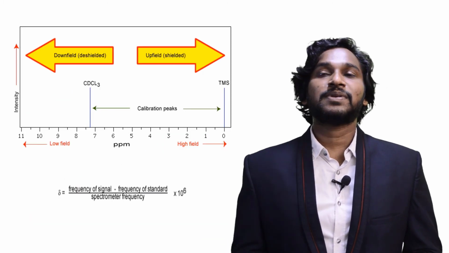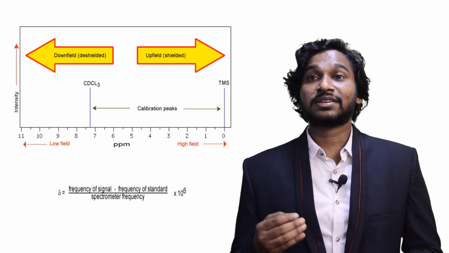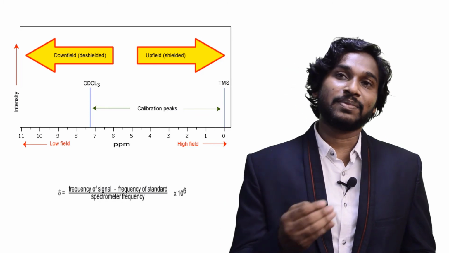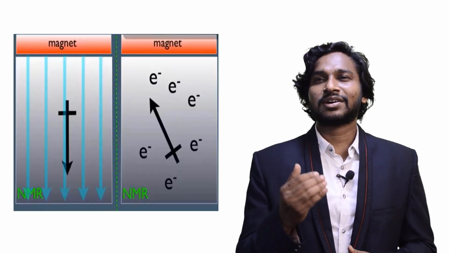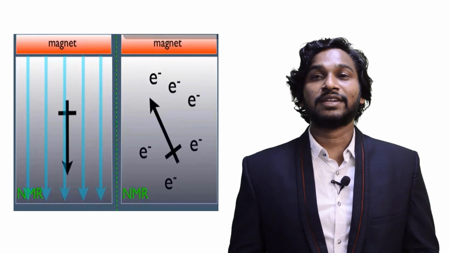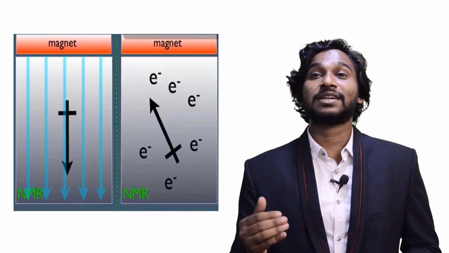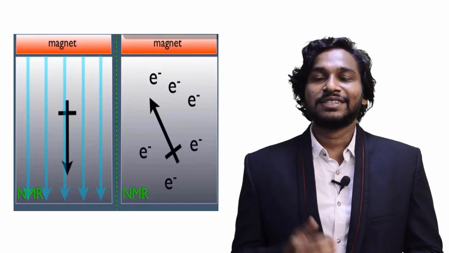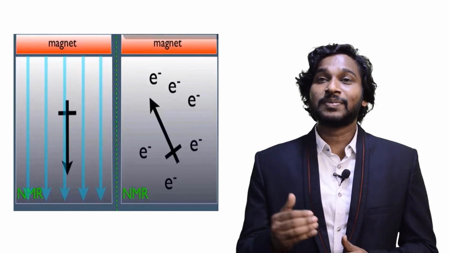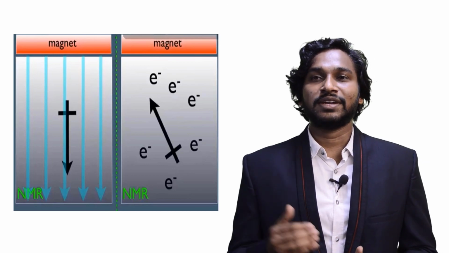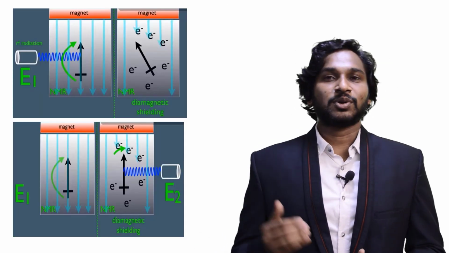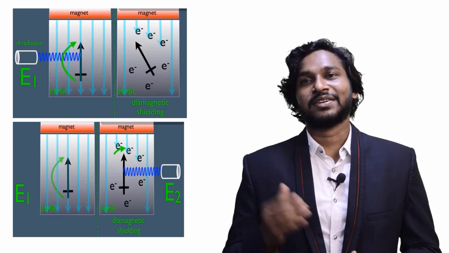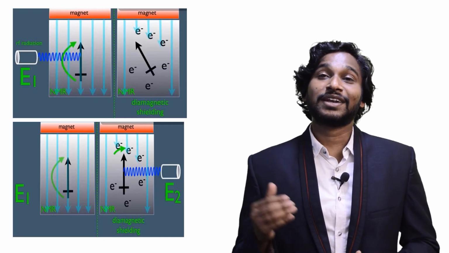When an atom is placed in a magnetic field, its electrons circulate about the direction of the applied magnetic field. This circulation causes a small magnetic field at the nucleus which opposes the external applied magnetic field. This is called shielding effect. This ultimately decreases the effective magnetic field felt by the proton and shifts the signal to the higher magnetic field. This is called local diamagnetic shielding.